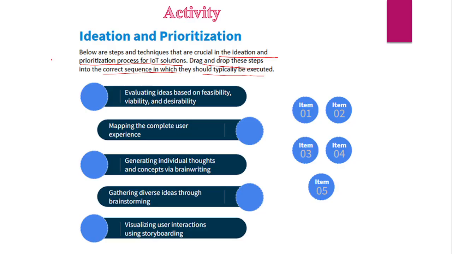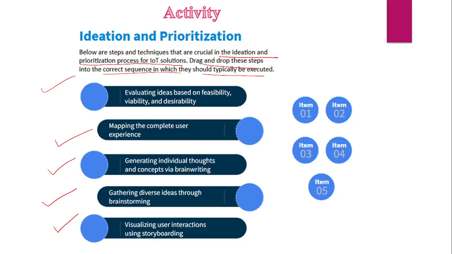Now there are different statements given. You have to clearly identify which statement comes first and which comes next. Here the order has been mixed. So your activity is to arrange the statements according to the ideation and prioritization process in the IoT solution.